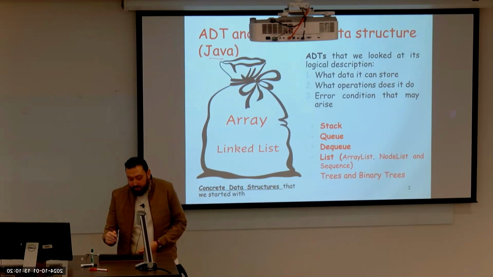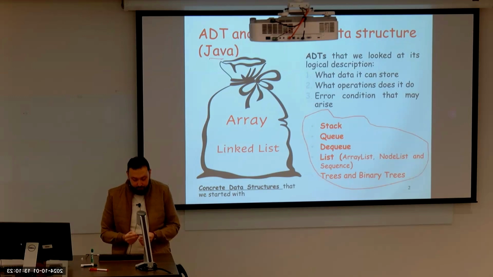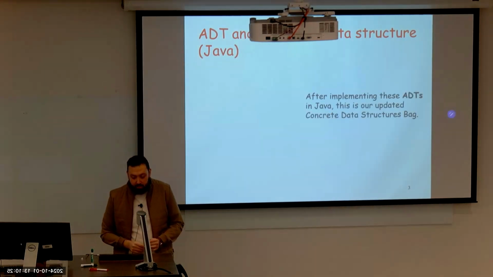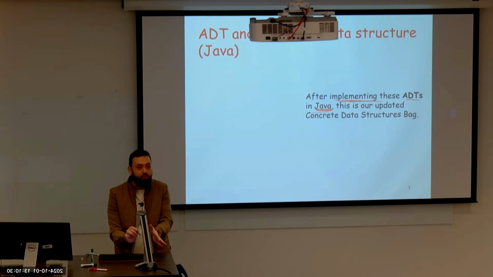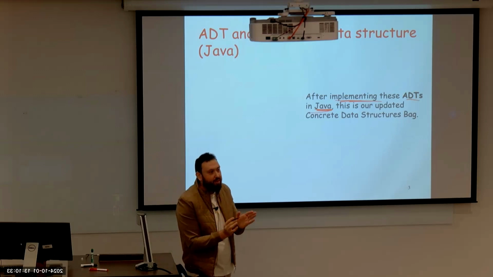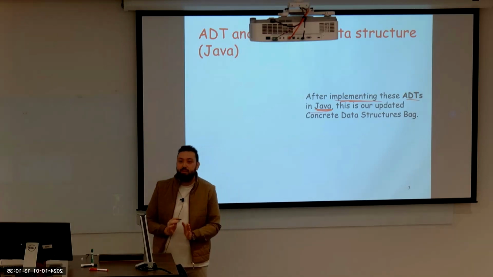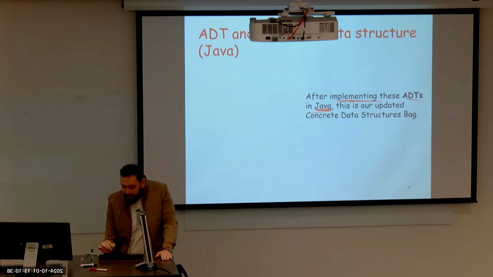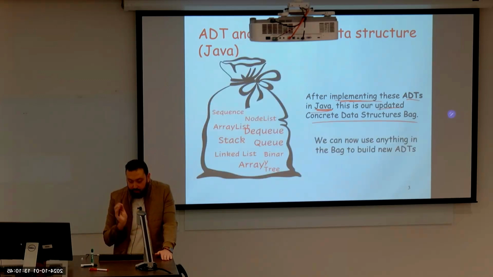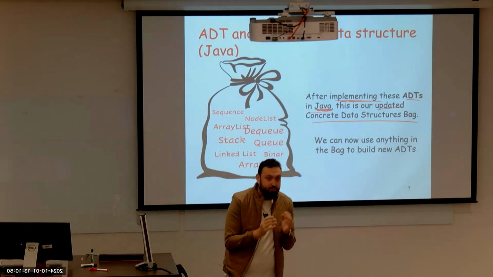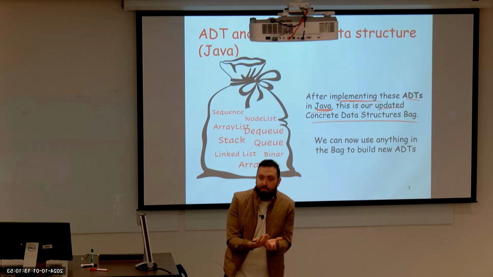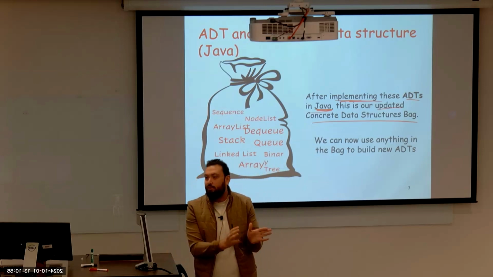Now, what happened to these ADTs that we talked about? We actually, after implementing these ADTs in Java, why we're choosing Java? Because this course, we're covering Java. If it was another course in C++, we would have put C++ here. So we implemented these ADTs in Java. This is our updated concrete data structure bag. So now, what do I have in the bag? All of this, now they are data structures for me. They started as an abstract data type, and then we implemented them. So now they are data structure.